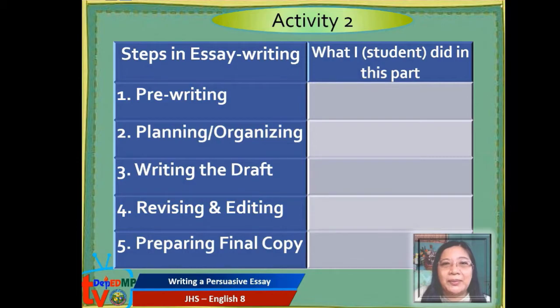For Activity 2, let's review if you really did the 5 basic steps of writing an essay. Opposite each step, write one thing you have done under each part of the process.